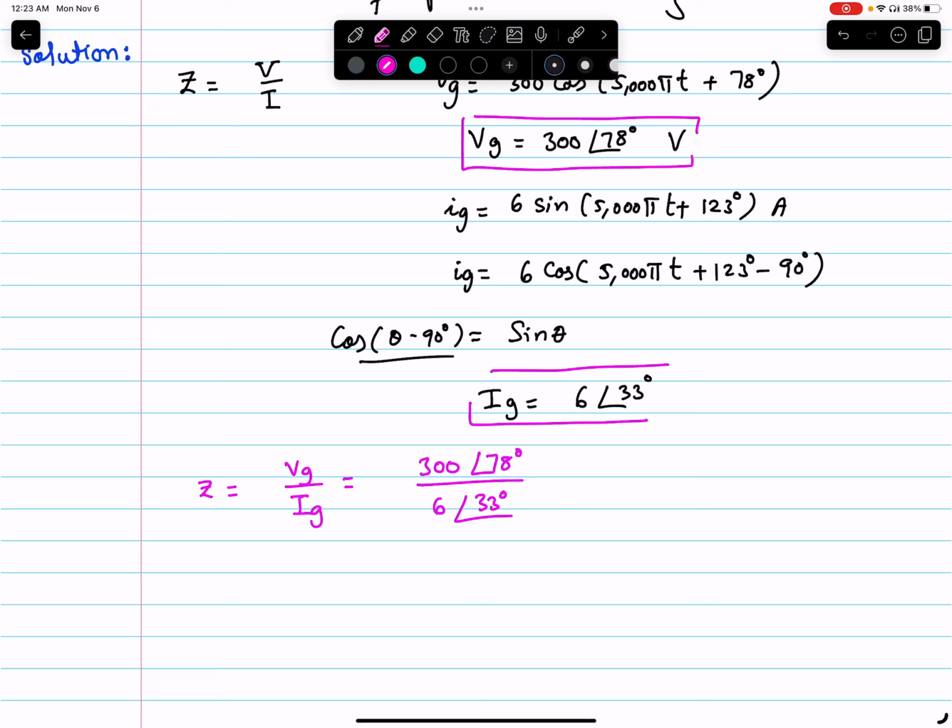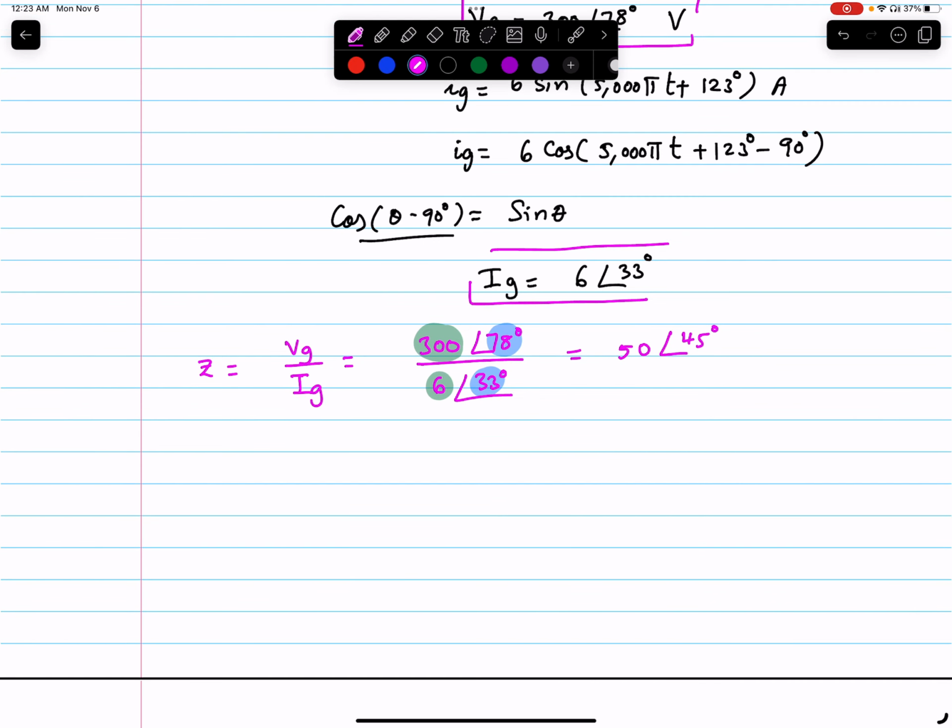Now, division is pretty easy in polar form. Just divide the magnitudes. So 300 by 6 will give me 50, and then simply subtract the angles when you're doing a division. So the answer is 50 angle 45 degrees. So that is the impedance.